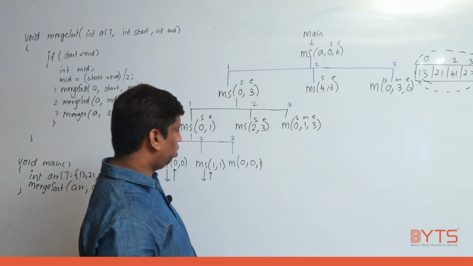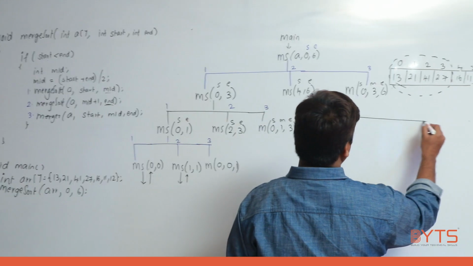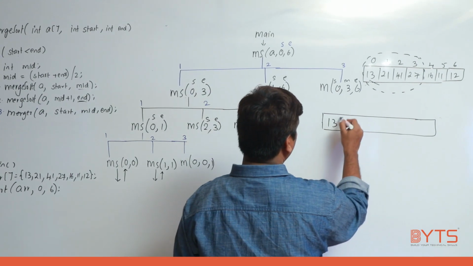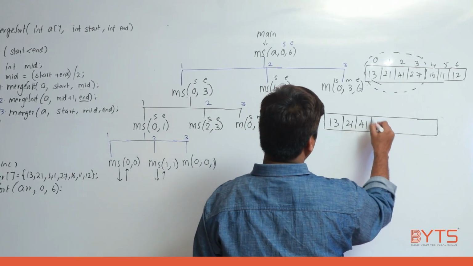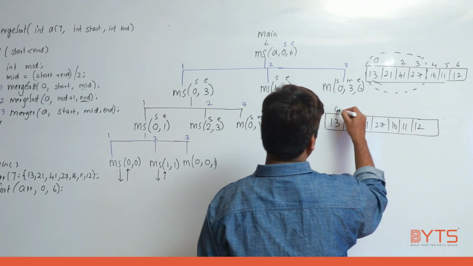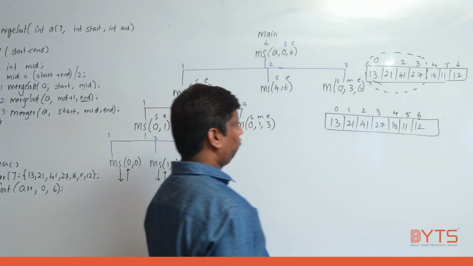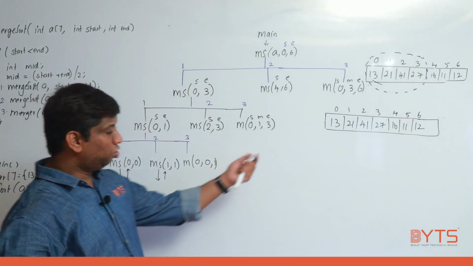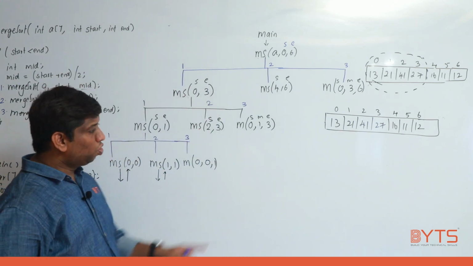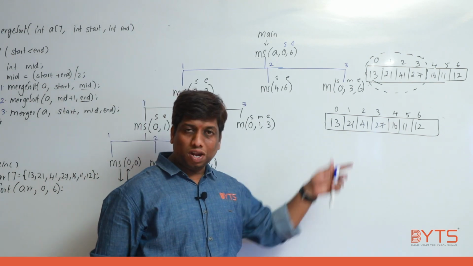Okay, fine. So let me write it here so that you are comfortable. Same array only I am drawing. 13, 21, 41, 27, 16, 11, 12. 0, 1, 2, 3, 4, 5, 6. Fine. Now what merge is telling? 0 to 0 is sorted, 1 to 1 is also sorted. Now what I need to do, when you give this as a left array, this as a right array, I need to compare the two arrays and I need to sort.